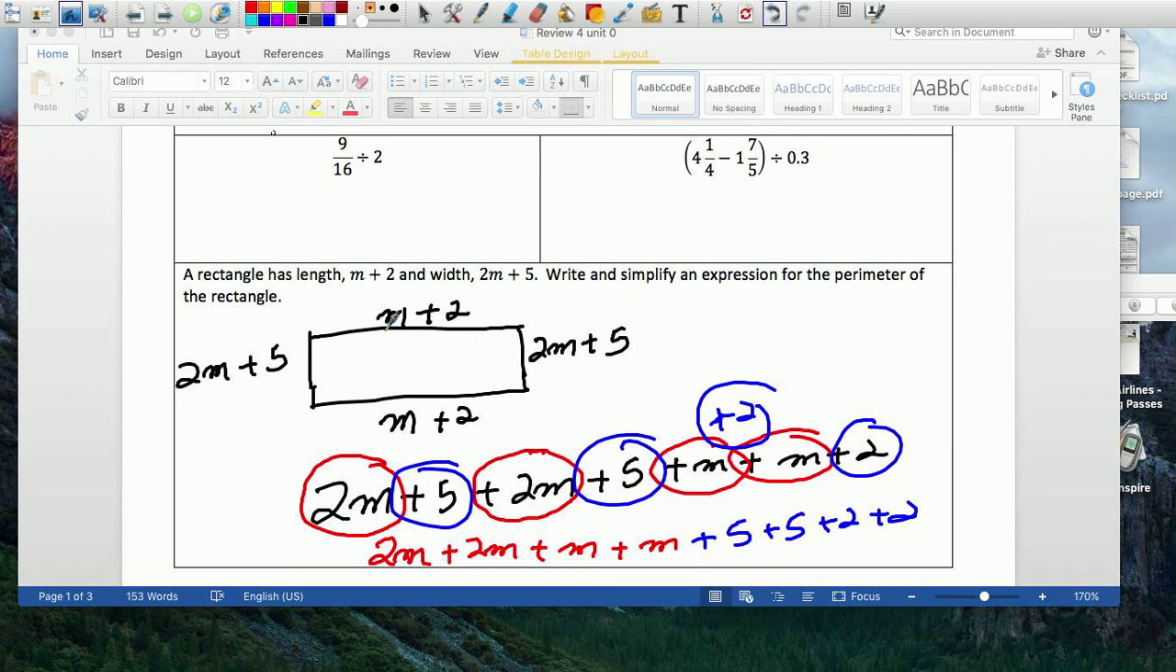So now we can combine like terms, right? 2m plus 2m is 4m, plus another m is 5m, plus another m is 6m. Remember, there's a 1 here, right? So 2m, 4m, 5m, so I get 6m here. Plus 5 plus 5 is 10, plus 2 is 12, plus 2 is 14. Here's my final answer.